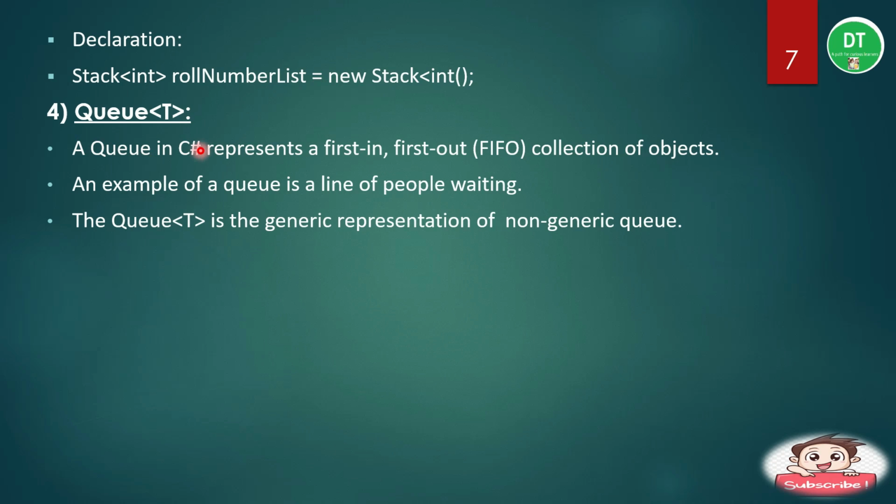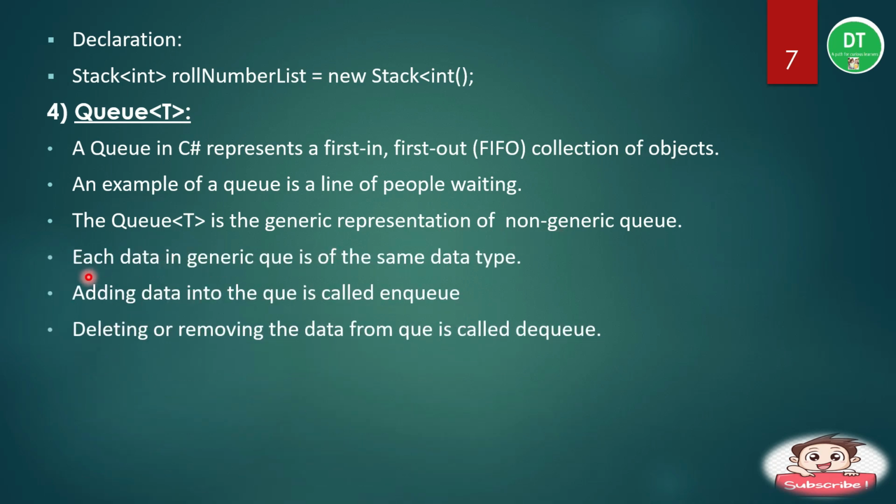Next one is queue. A queue in C# represents a first in first out collection of objects. An example of a queue is a line of people waiting. The Queue of T is the generic representation of the non-generic queue. Each data in a generic queue is of the same data type. Adding data into the queue is called enqueue. Deleting or removing the data from the queue is called dequeue.